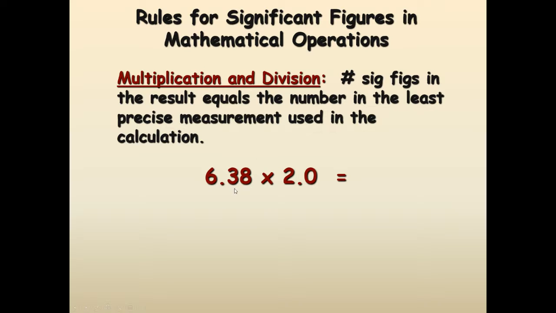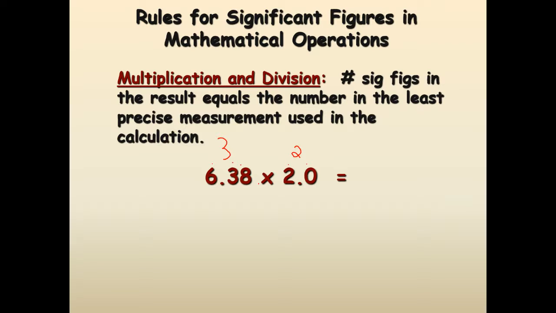So 6.38 times 2.0. How many sig figs does 6.38 have? Well, it has a decimal, so we start counting from the left: 1, 2, 3. So this one has 3 sig figs. 2.0 has a decimal, so we start counting from the left: 1, 2. So this one has 2 sig figs.